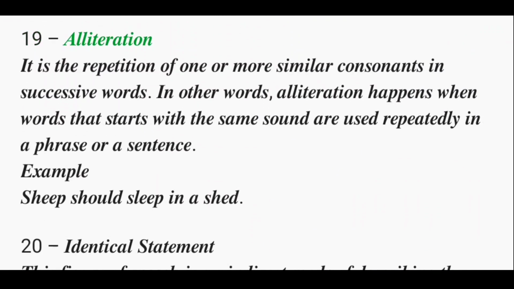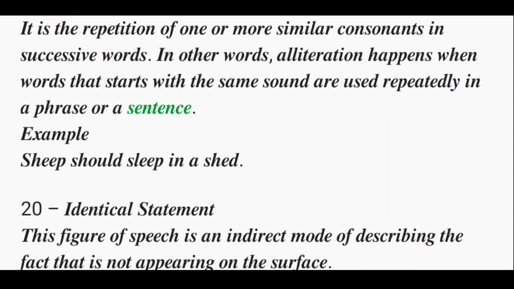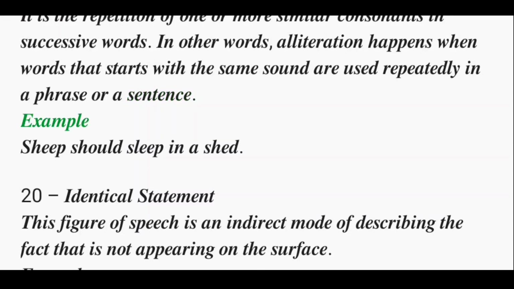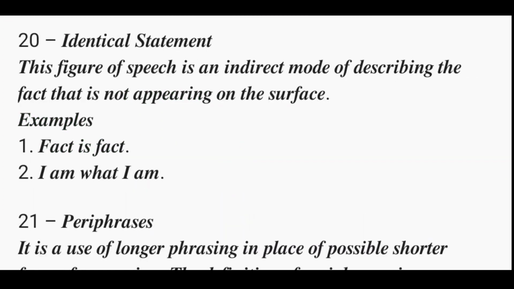19. Alliteration. It is the repetition of one or more similar consonants in successive words. In other words, alliteration happens when words that start with the same sound are used repeatedly in a phrase or a sentence. Example. Sheep should sleep in a shed. 20. Identical statement. This figure of speech is an indirect mode of describing the fact that is not appearing on the surface. Examples. 1. Fact as fact. 2. I am what I am.